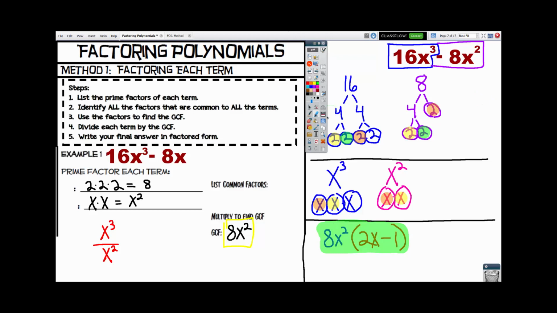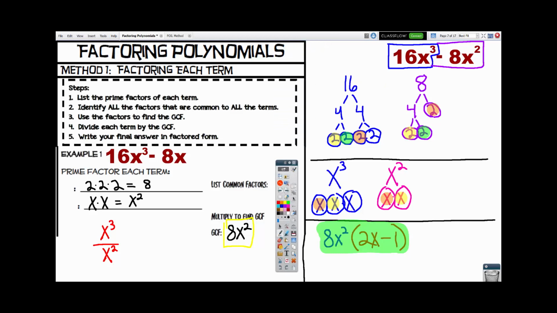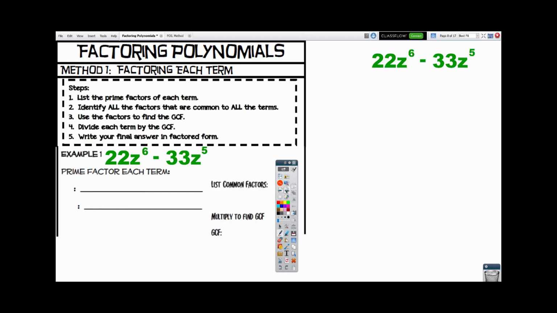Okay, and if you use the distributive property, you multiply everything inside the parentheses by the term on the outside, you'll end up with 16x to the power of 3 minus 8x to the power of 2 again. I know it's a bit strange. It's a lot of rules to keep in mind, but don't panic. We're going to do a couple more.